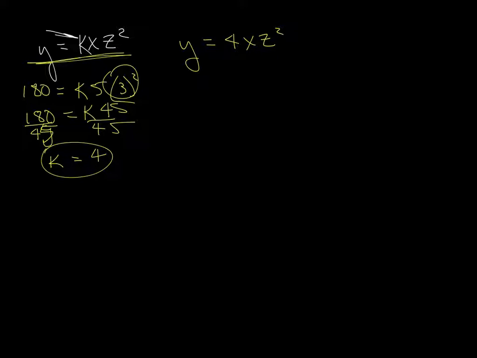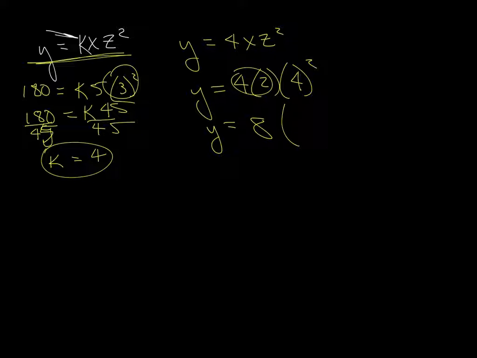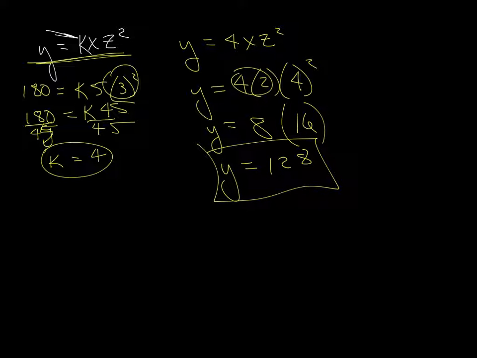Now find y when x is 2 and z is 4. So y equals 4 times 2 is 8, 4 times 4 is 16. So y equals 16 times 8, which is 128. That is what I'm looking for. Alright, let's look at example 5, and then we will be done.